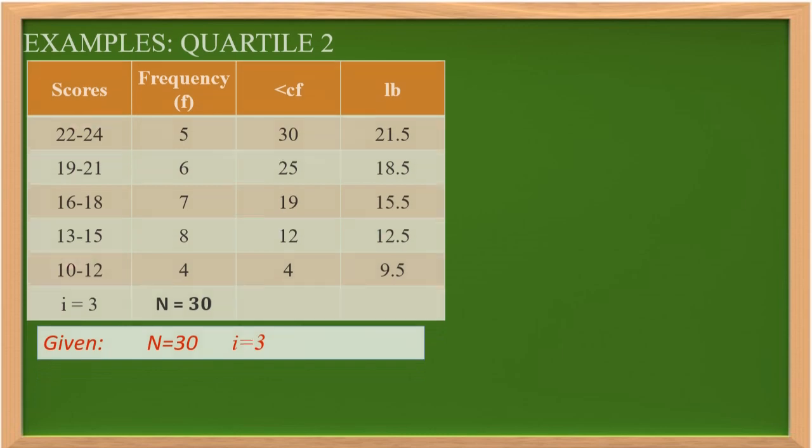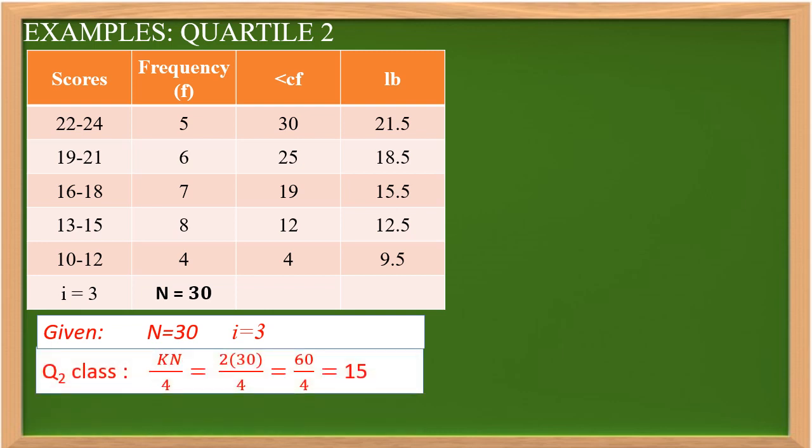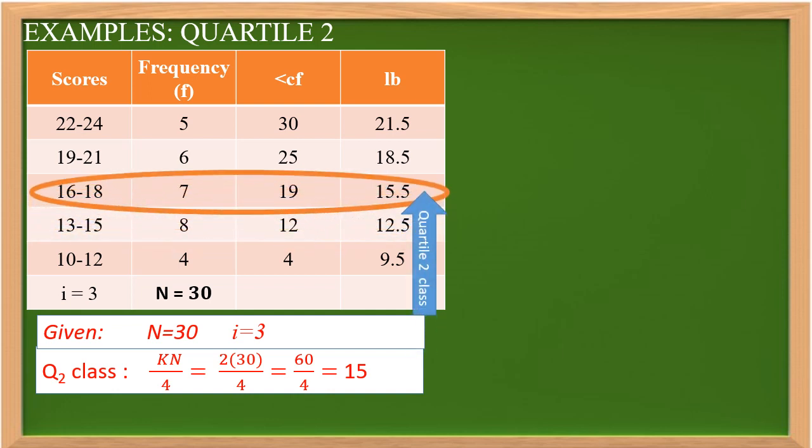Let's proceed to the example for quartile 2. We're going to use the same distribution table where N is equal to 30 and I is equal to 3. Let's get the quartile 2 class. Since K is equal to 2, then KN over 4 is equal to 60 over 4, which is 15. The less than cumulative frequency which is greater than or equal to the value of KN over 4, which is 15, is 19. So the quartile 2 class is the row containing the class scores of 16 to 18.